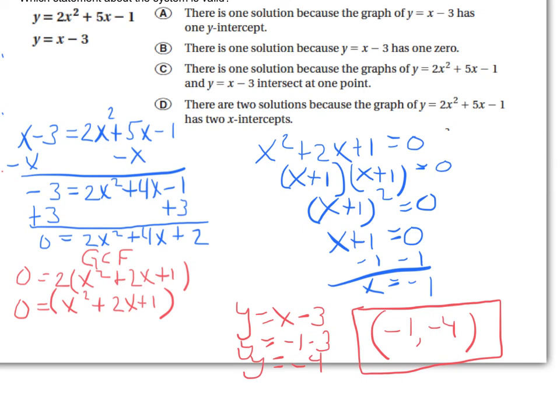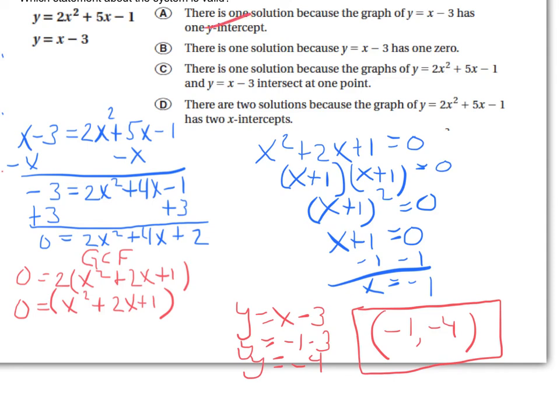So for letter A, there is one solution because the graph of y equals x minus 3 has one y-intercept. Well, we know that's true. It does only have one y-intercept, but we're talking about a system. This is talking about the one graph. It's not talking about both graphs, so I'm going to cross that one out.